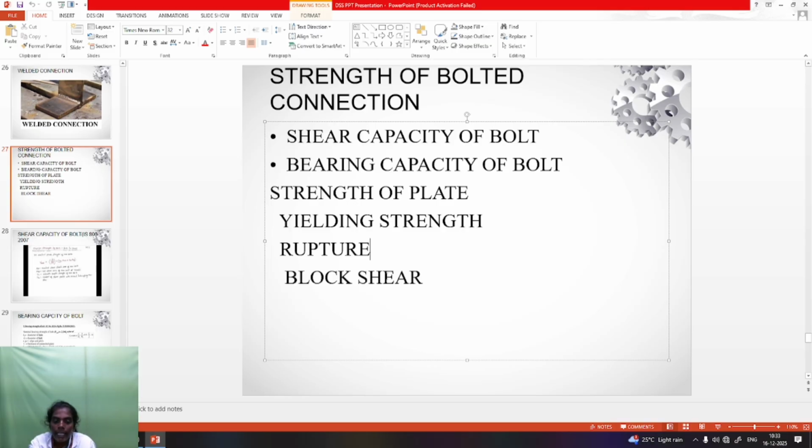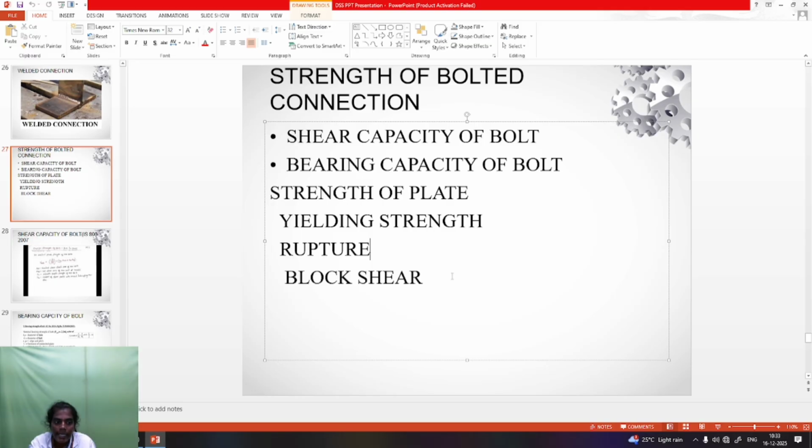After that, the efficiency is determined. When the bolt and plate are connected, the joint is created. The strength of the joint is noted as the efficiency. What is the efficiency formula? The strength of the bolt divided by the strength of the plate, into 100. Efficiency is normally required for this connection, for the steel member. So these are the basic things.